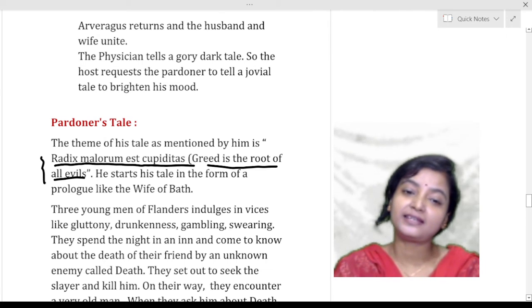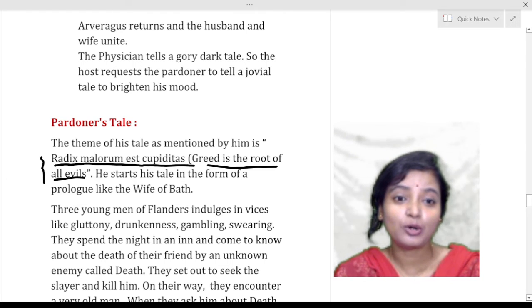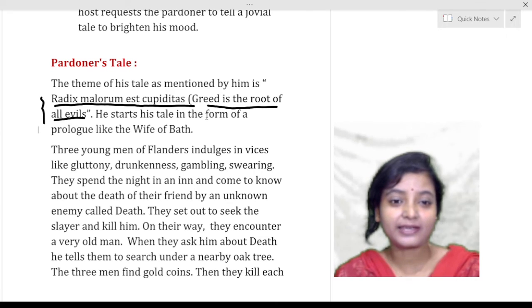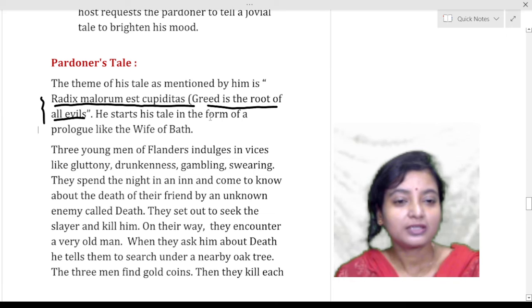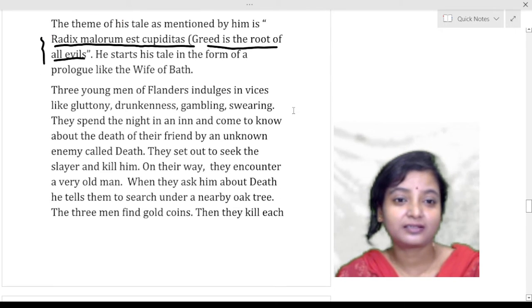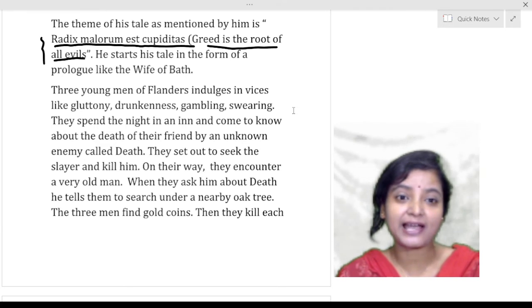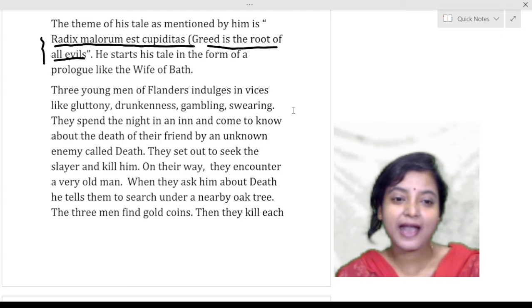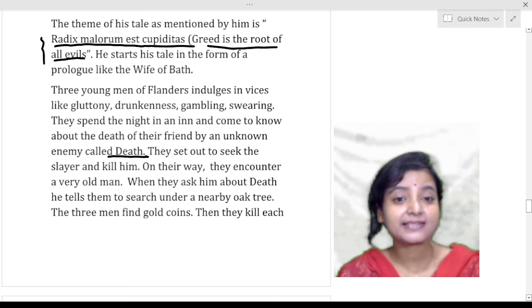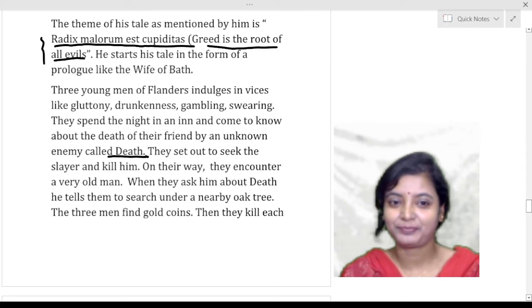He starts his tale in the form of a prologue, like the Wife of Bath. So some of the characters told their stories in the prologue system, like the Wife of Bath and the Pardoner. Three young men of Flanders indulge in vices like gluttony, drunkenness, gambling, swearing, etc. They spend the night in an inn and come to know about the death of their friend by an unknown enemy whose name is also Death. They set out to seek the slayer and kill him.